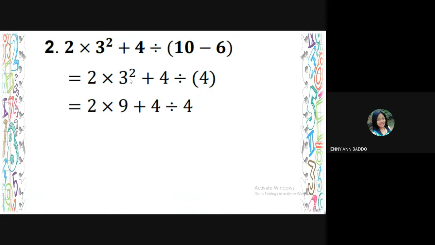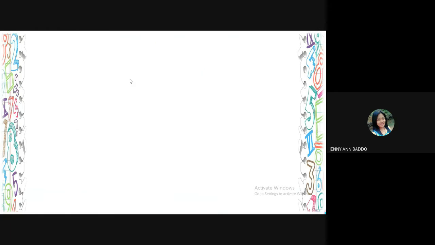Now from the left, we have the multiplication. 2 times 9, that's 18. Plus 4 divided by 4. Take note, we have a division symbol, so that should be simplified next. 4 divided by 4 is 1. And 18 plus 1 is 19.